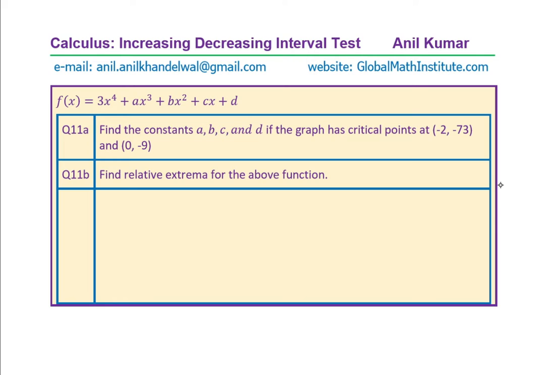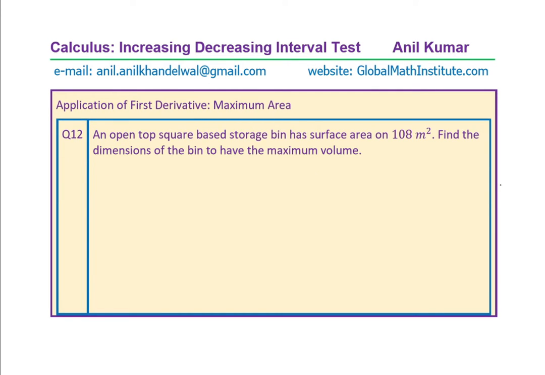Okay. Let's see question number 12, which is again an application question. An open top square base storage bin has a surface area of 108 square meters. Find the dimensions of the bin to have the maximum volume. From the equation, relate the base with height and then solve.